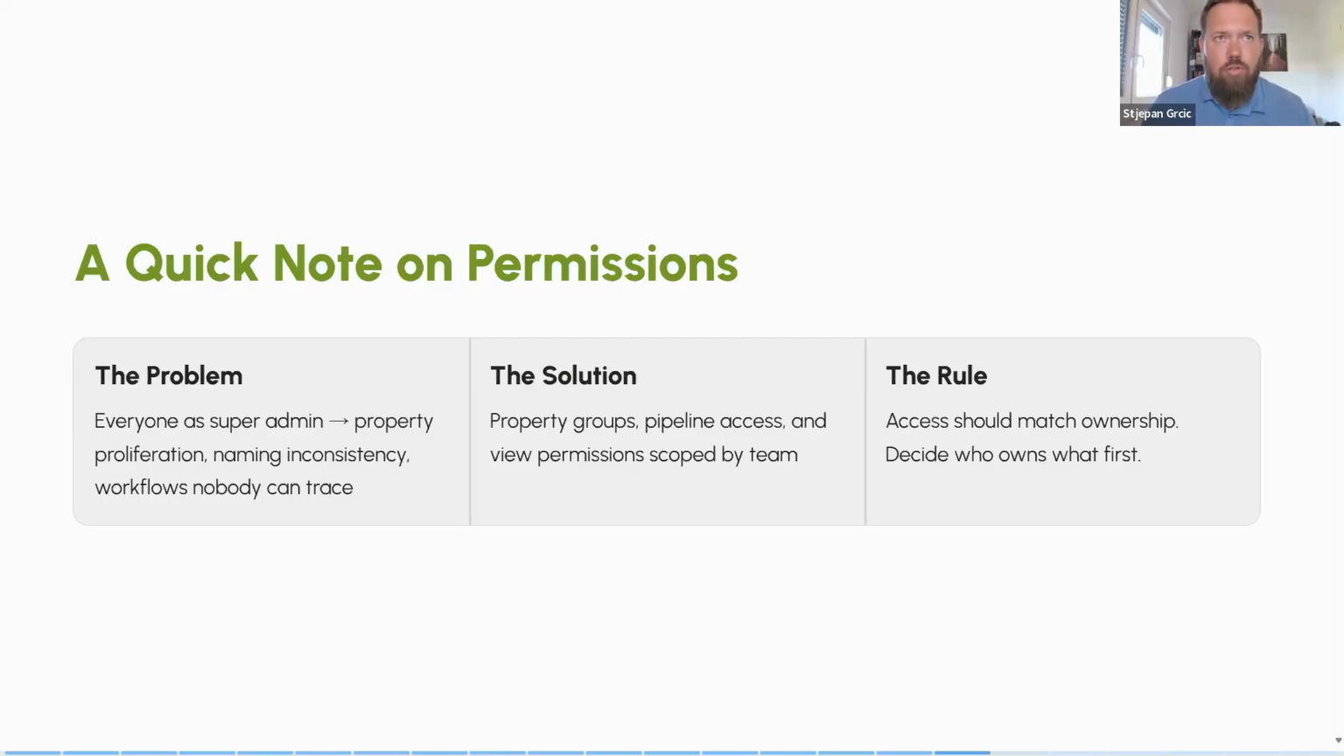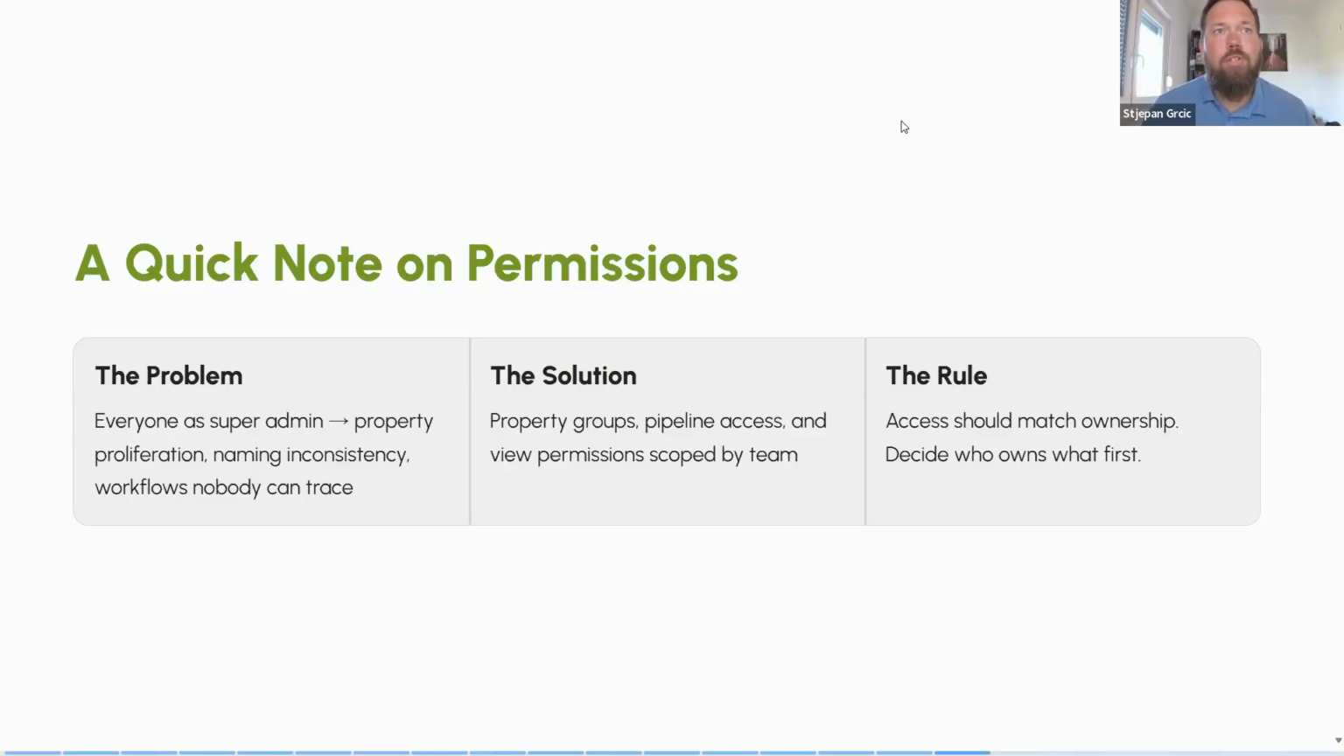So the solution here isn't complicated. There are property groups, seat access, team access, hierarchy, and view permissions. Everything can be set up by teams with the recently launched HubSpot import users feature, so you can get down to roles and job titles. You can easily do that. And the rule that makes it coherent is that access should match ownership.